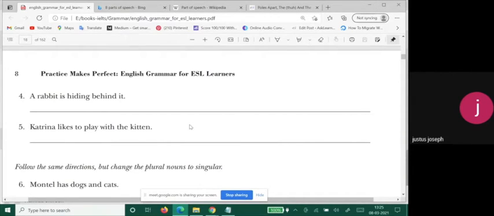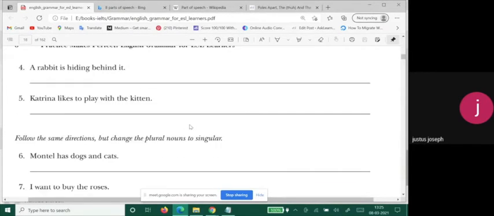Katrina likes to play with the kitten. With the kittens. Katrina likes to play with the kittens. Kittens. Anyone has seen Katrina Kaif here?